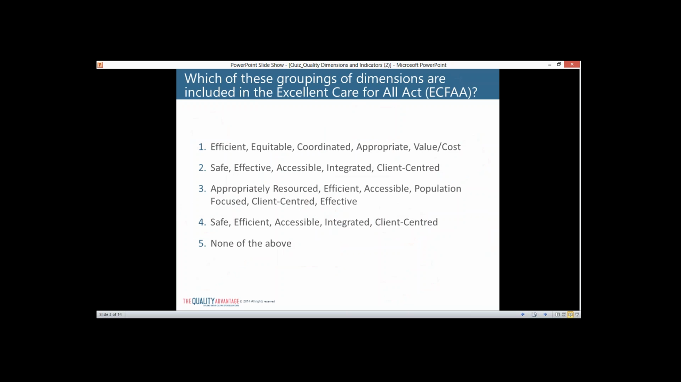On the next slide are listed several groupings of dimensions. Take a moment and reflect on these, and using the slides that you likely downloaded from the OCSA website, circle the grouping or the number that you believe reflects the 5 dimensions of quality that are incorporated in the Excellent Care for All Act.